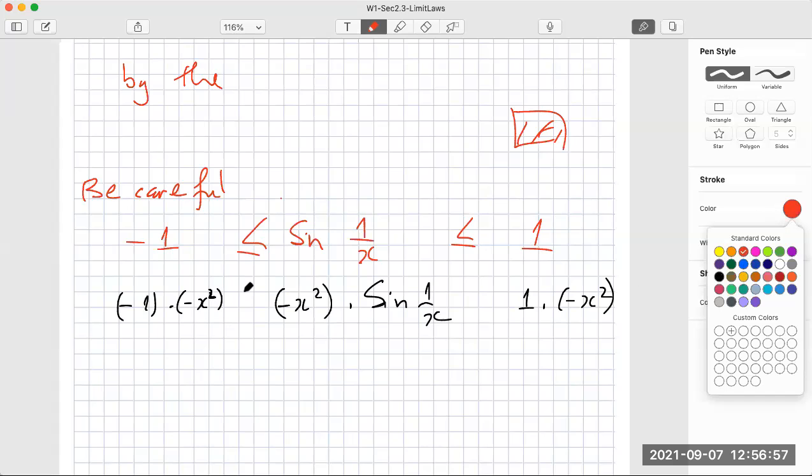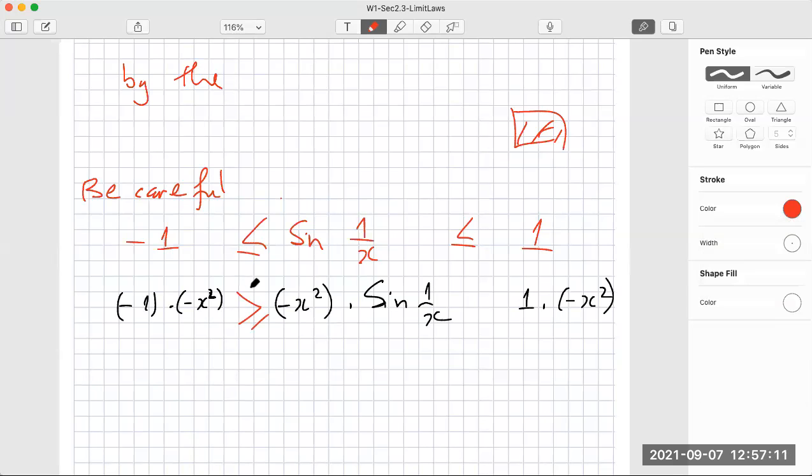So what is the inequality here? Yes, greater. Be careful. We multiply by a negative number, so we should change the sign of the inequality. Good job. Okay. Be careful when we deal with a negative number and an inequality. Are we good? Yes.